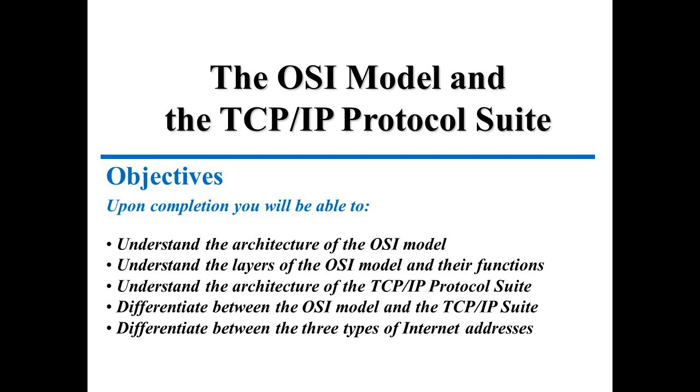The function of each layer in the OSI model we will discuss briefly. As I told you, we have 7 layers: physical layer, data link layer, network layer, transport layer, session layer, presentation layer, application layer. If you reverse the order, it will be application layer, presentation layer, session layer, transport layer, network layer, data link layer, and physical layer.